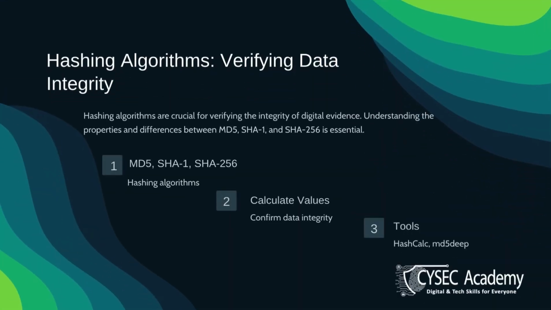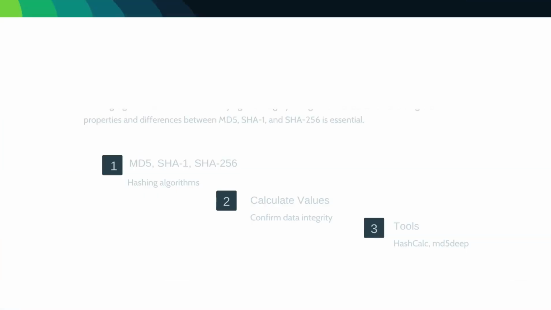Hashing algorithms, the act of verifying data integrity. Hashing algorithms are crucial for verifying the integrity of digital evidence. Understanding the properties and differences between MD5, SHA-1, and SHA-256 is essential. Calculating and comparing hash values ensures that data hasn't been tampered with during acquisition or storage. Although hash collisions are rare, it's important to know what they are and how to mitigate their impact.